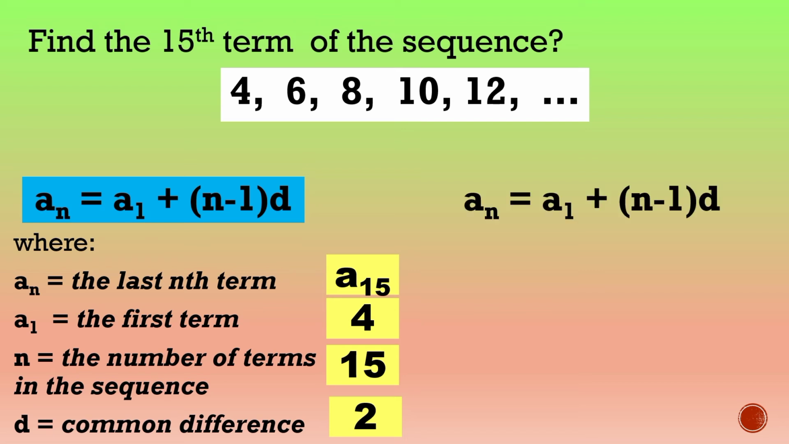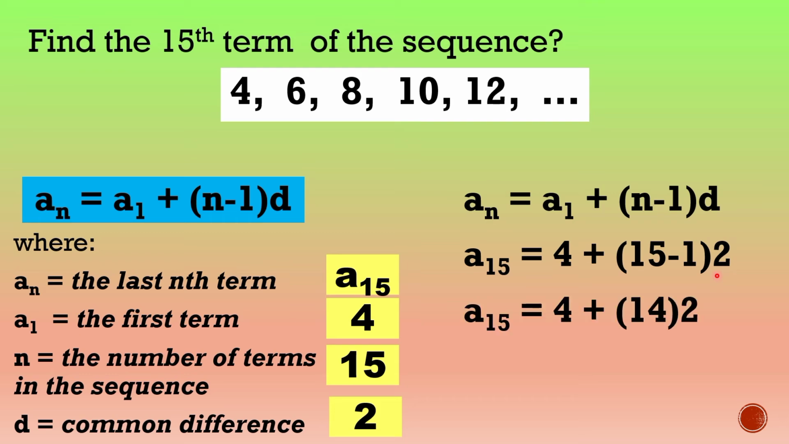Okay? So, isubstitute na natin yung nakuha nating mga value. So, sa ating formulang a sub n is equals to a sub 1 plus quantity n minus 1 times d. So, pinalitan natin si a sub n ng a sub 15. Si a sub 1 pinalitan natin ng 4. Si n pinalitan natin ng 15. At si d, pinalitan natin ng 2. Okay? So, compute na tayo ngayon.